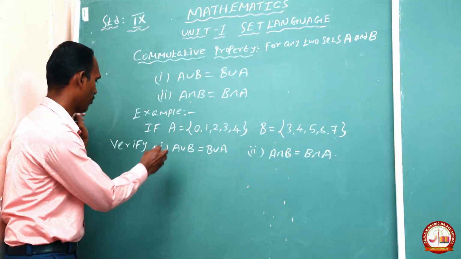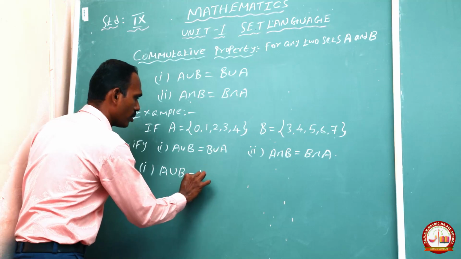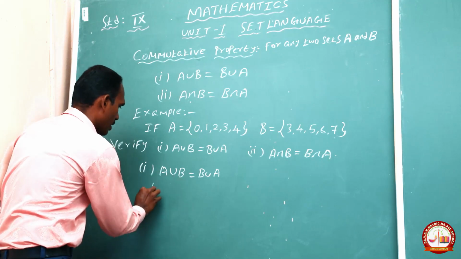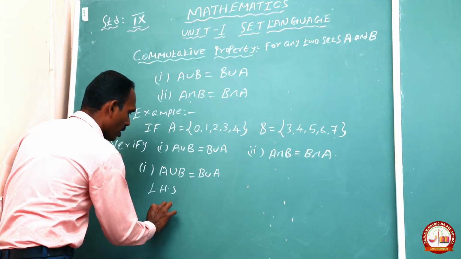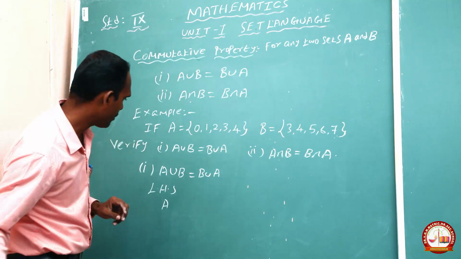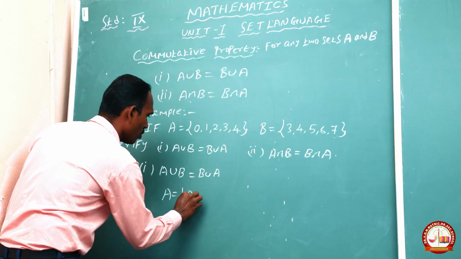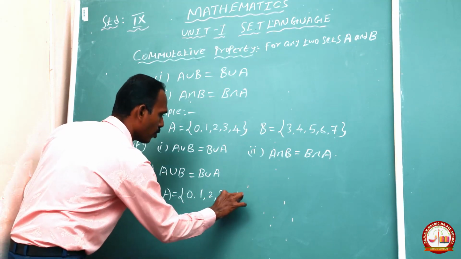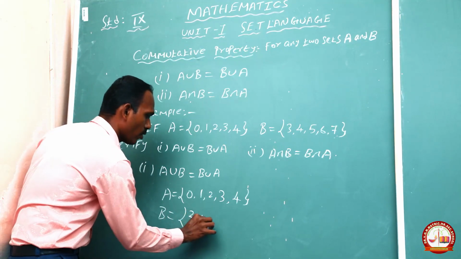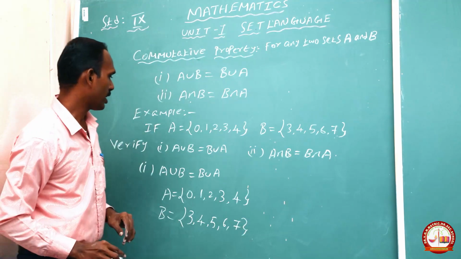Okay, so first we solve the first sum. A union B equal to B union A. First we take the left hand side, LHS. So A union B. Okay, before that we write the A set of elements. So A equal to {0, 1, 2, 3, 4}. And then B equal to {3, 4, 5, 6, 7}. Okay. And then we take the LHS.